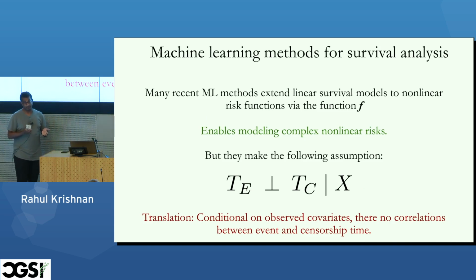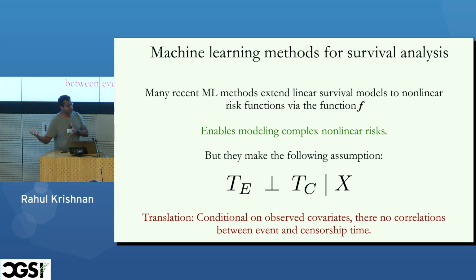Many recent machine learning methods extend linear models of survival analysis to nonlinear risk functions by changing the function f. So if you change it, for example, to something like a neural network, you might recover families such as the DeepSurv model that you may have used the software package for. And this is good because it enables nonlinear risk functions.